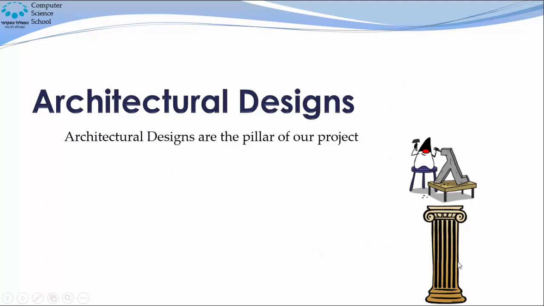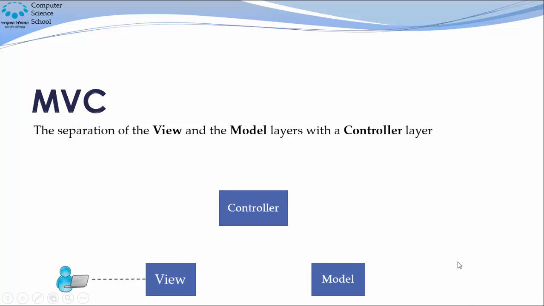MVC design divides a given software application into three connected parts, so as to separate the internal representation of information from the ways that information is presented to or accepted from the user.